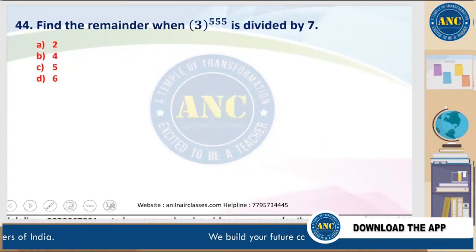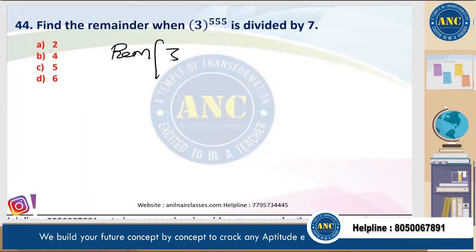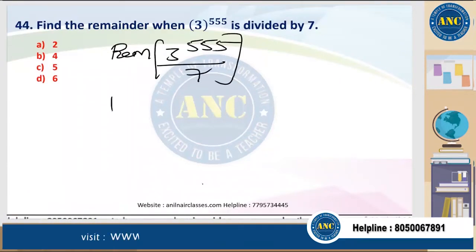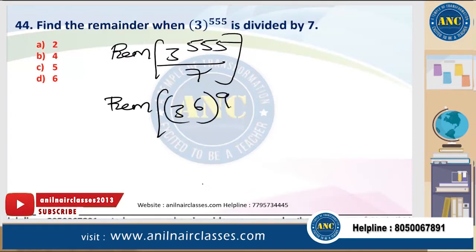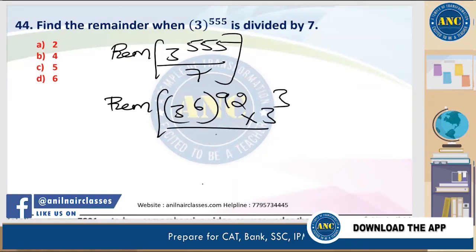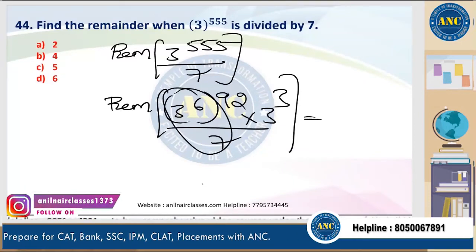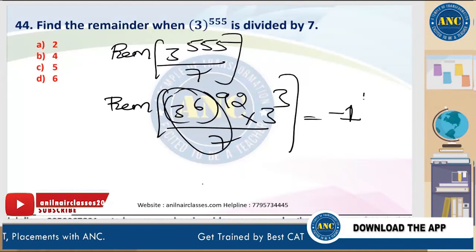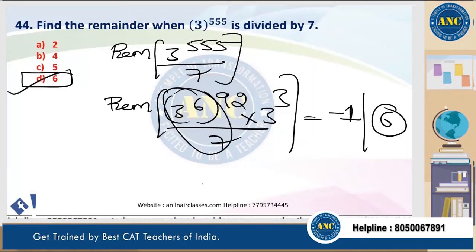Find the remainder when 3 power 555 is divided by 7. When the denominator is 7, we use 3 power 6. 6 nines are 54, so 555 is 6 into 92 plus 3, that is 3 power 3 divided by 7, and the rest is nothing but 1. 27 divided by 7: 7 fours are 28, minus 1. Negative remainder minus 1, so the positive remainder will be 6.